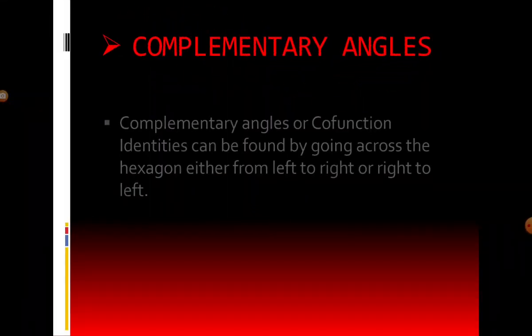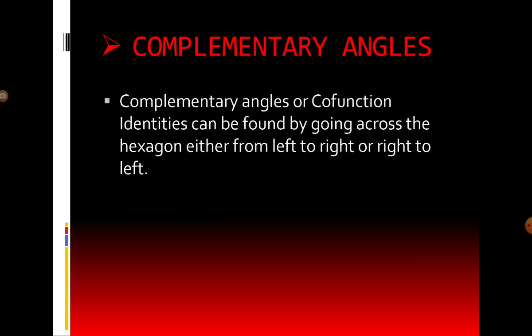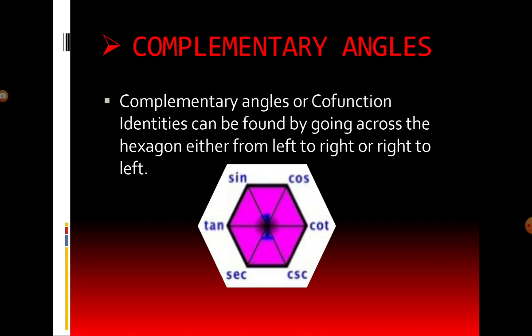Now the complementary angles. All of you know what complementary angles are. If the sum of two angles is equal to 90 degrees, then they are complementary angles. You can say they are co-function angles also, or co-function identities. Complementary or co-function identities can be found by going across the hexagon either from left to right or right to left.